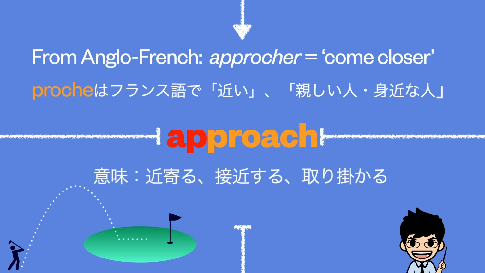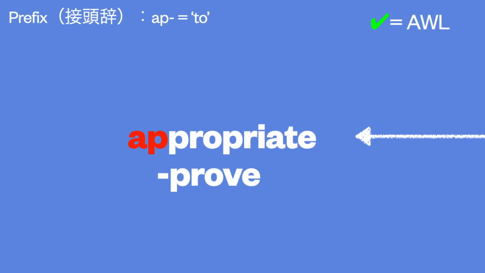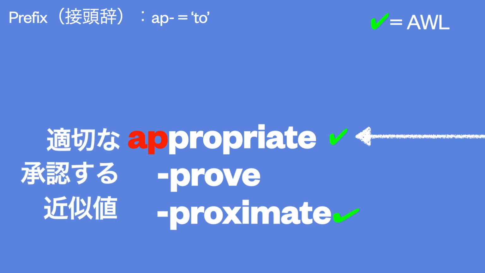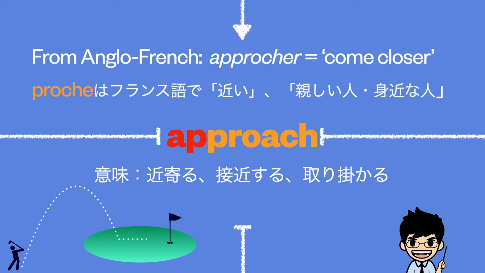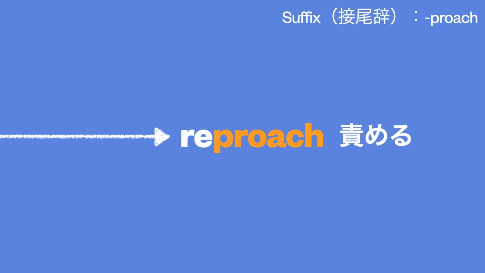Now let's go to the left and check out other words with the same prefix ap. We have the word appropriate, approve, and approximate. Ap means to in English. Appropriate and approximate are also in the AWL list in another sublist, so I put a green check mark. Let's now go over to the right and check the suffix proach. Unfortunately, I checked, but there aren't many words except for reproach. Actually, this word makes sense because in English we also say to get in someone's face, which also means that you have to get close to someone.